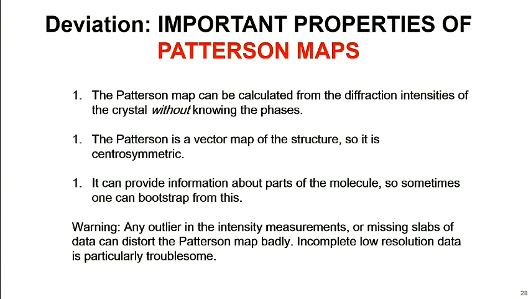Just important properties. You can calculate it without the phases. It's a vector map of the structure, so it's centrosymmetric. So if you've got a vector from atom 1 to atom 2, you'll also have the vector from 2 to 1. You can bootstrap it.